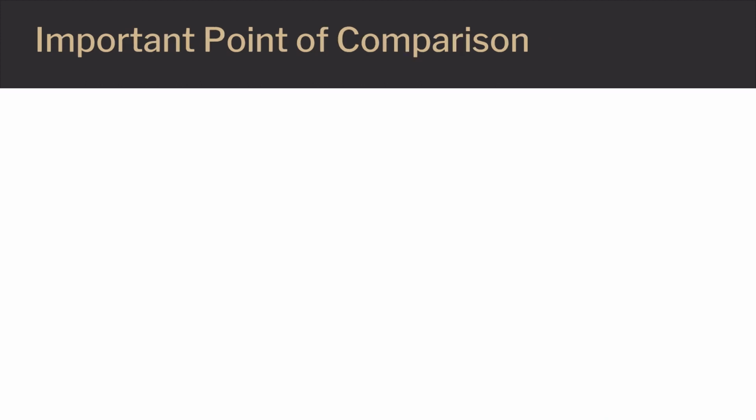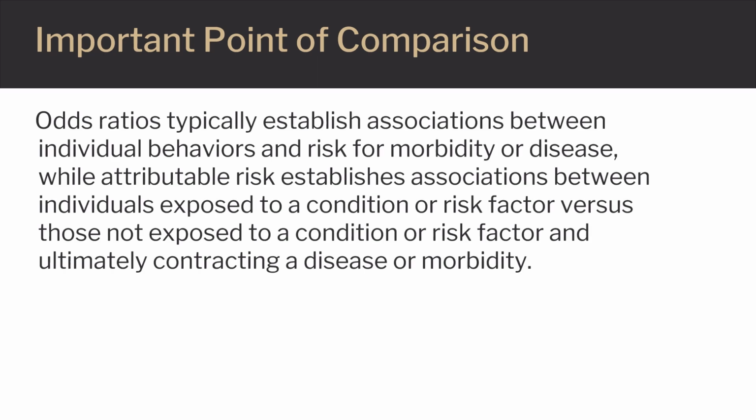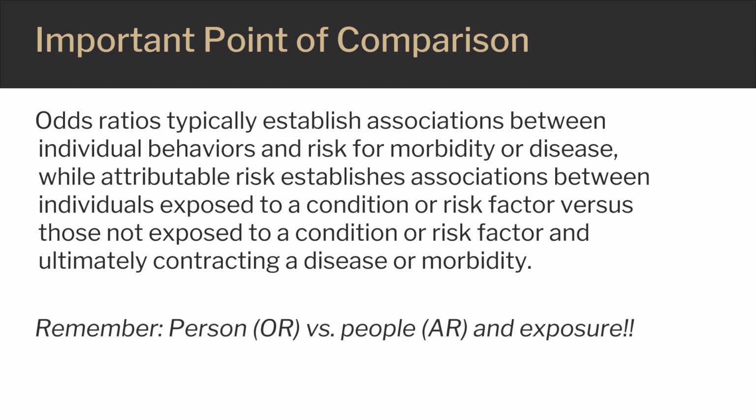One of the main caveats in gaining a more thorough understanding of the difference between ORs and ARs is to remember odds ratios most commonly seek to quantify the strength of association between an individual behavior and that behavior's connectivity with a specific morbidity or sickness. In contrast, attributable risk looks at and quantifies risk of exposure among groups of people and a condition: those exposed to a condition compared to those not exposed to a condition.